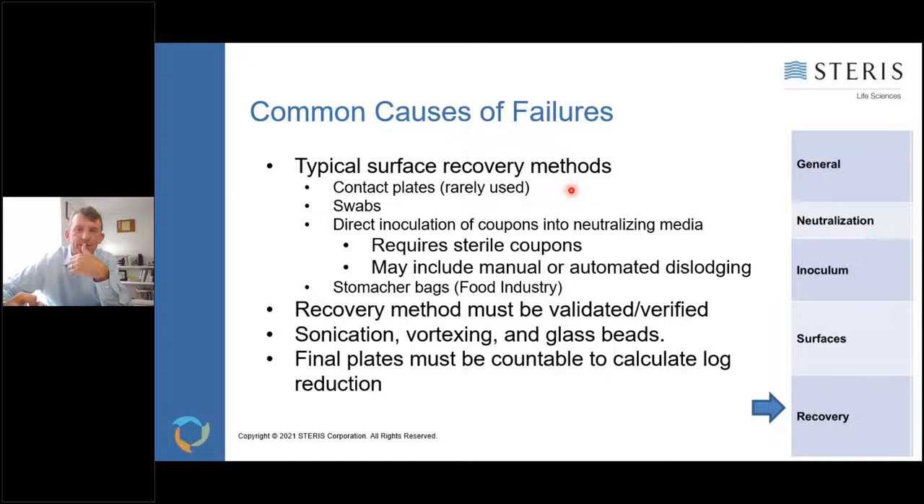And you have to make sure that that recovery method works and that's been validated and verified to be shown effective for the surface that you're using. Next slide.